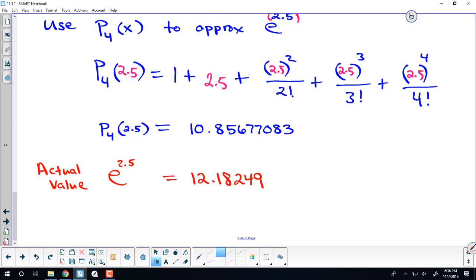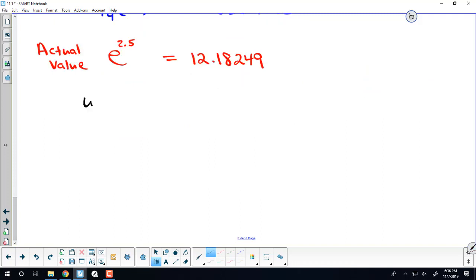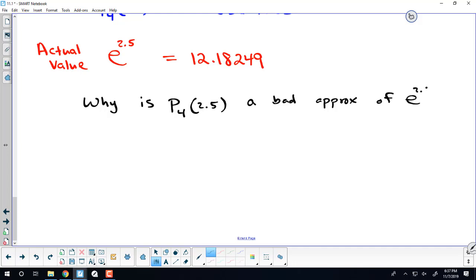So with that first approximation, what was it? 1, 2, 3, 4, 5, 6. So it was off in the 10 to the negative 7th place, but this one's not even accurate. You know, it's just really bad in comparison. So why is this approximation so much worse? So why is P sub 4 of 2.5 a bad approximation of e to the 2.5?